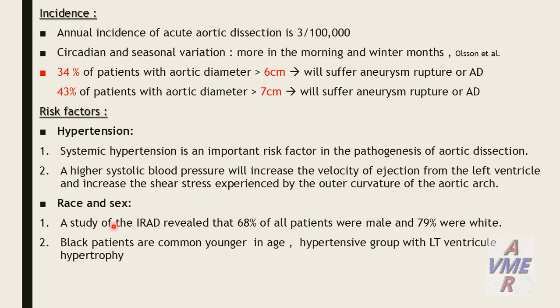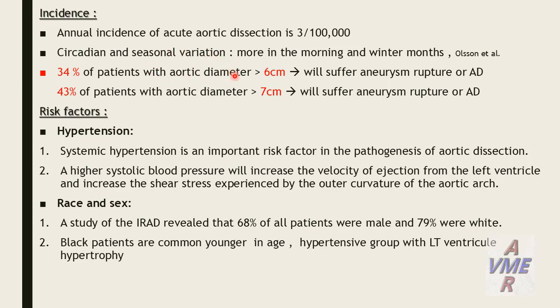Instance of acute aortic dissection. The annual incidence of acute aortic dissection is 3 per 100,000. Circadian and seasonal variation: more in the morning and winter months.